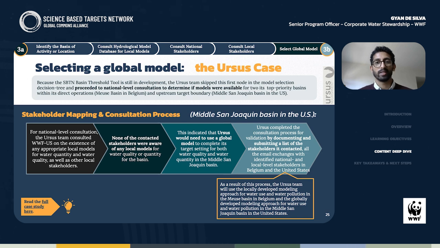Ursus completed the consultation process for validating by documenting and submitting a list of stakeholders it contacted, all the email exchanges with identified national and local level stakeholders in Belgium and the United States. As a result of this process, the Ursus team will use the locally developed modeling approach for water use and water pollution in the Meuse Basin in Belgium and the globally developed modeling approach for water use and water pollution in the Middle San Joaquin Basin in the US. Note this example is all hypothetical.